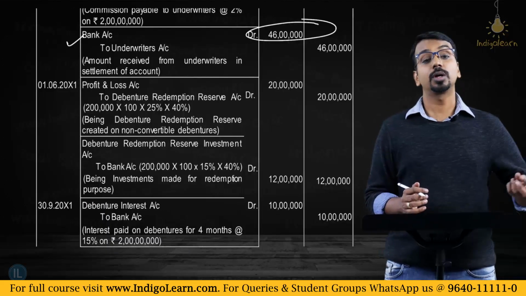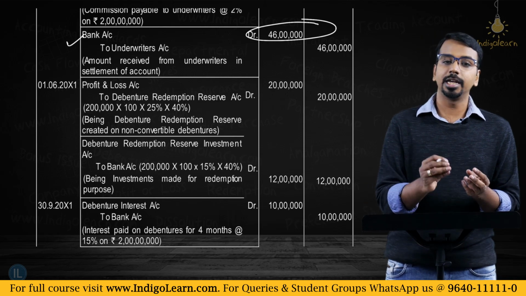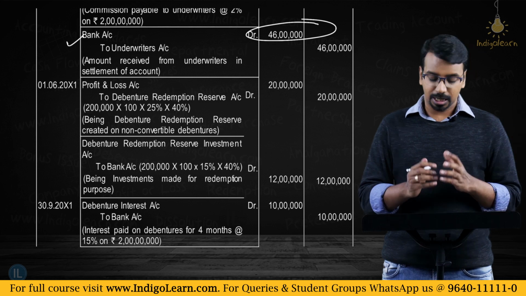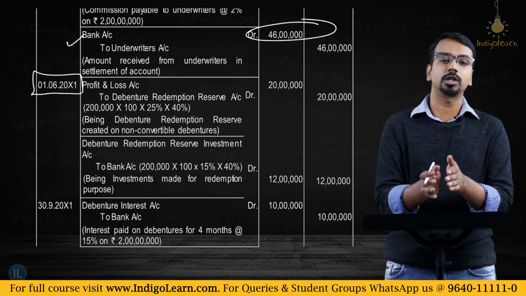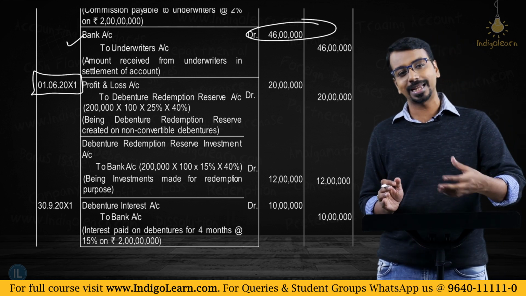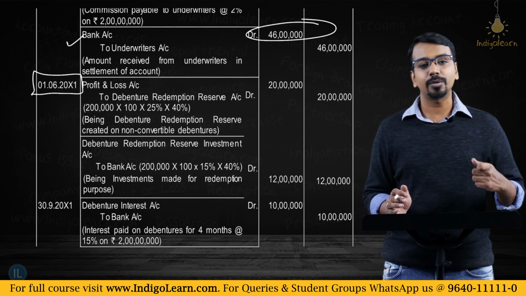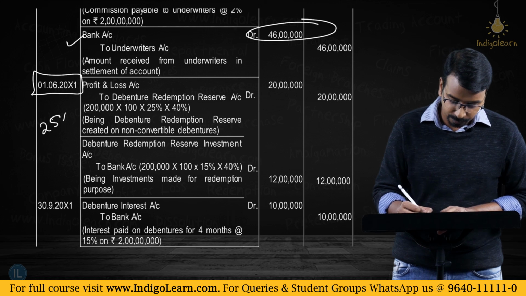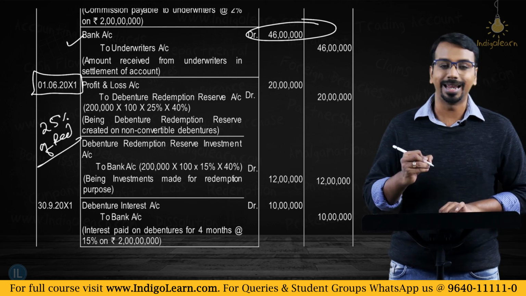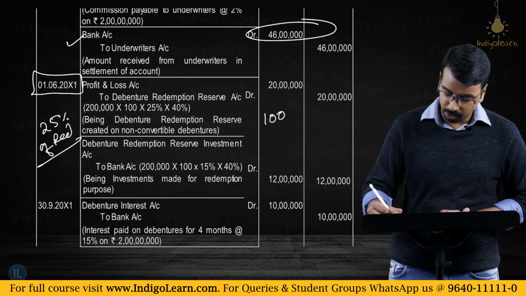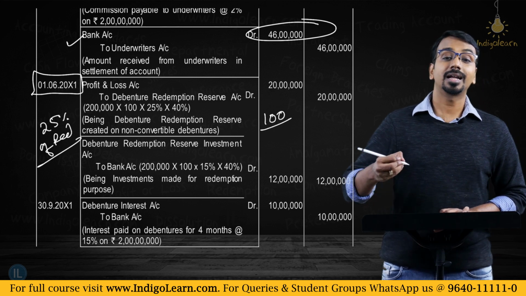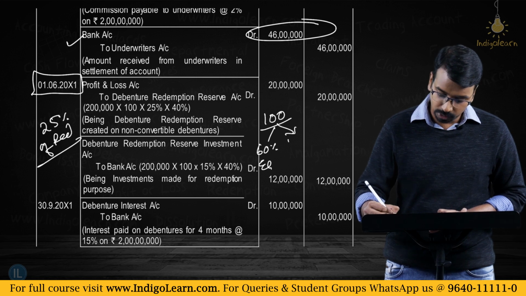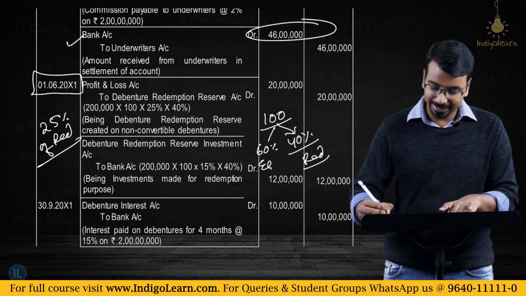Then we need to create debenture redemption reserve, and we also need to invest a portion in debenture redemption reserve investment. Now this we can do on any date before the closure of the financial year, so this date can come later as well. What is the requirement of redemption reserve creation? We know it is 25% of redemption value. When we issued debentures worth 100, the entire 100 is not repayable. Out of this, 60% will become equity and only 40% is redeemable, right?